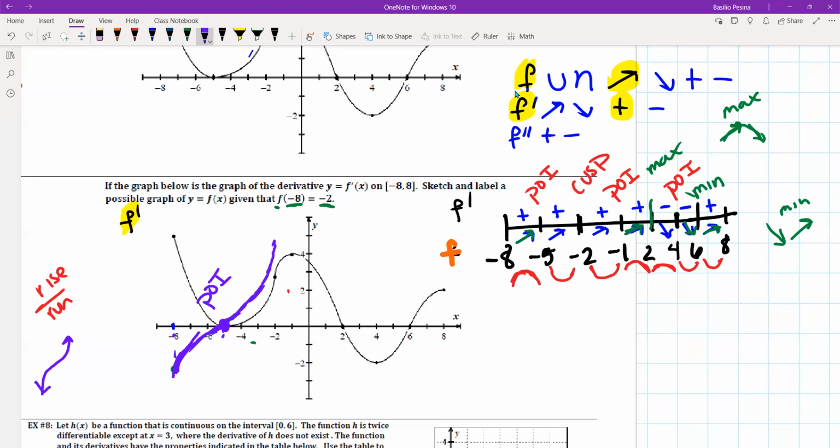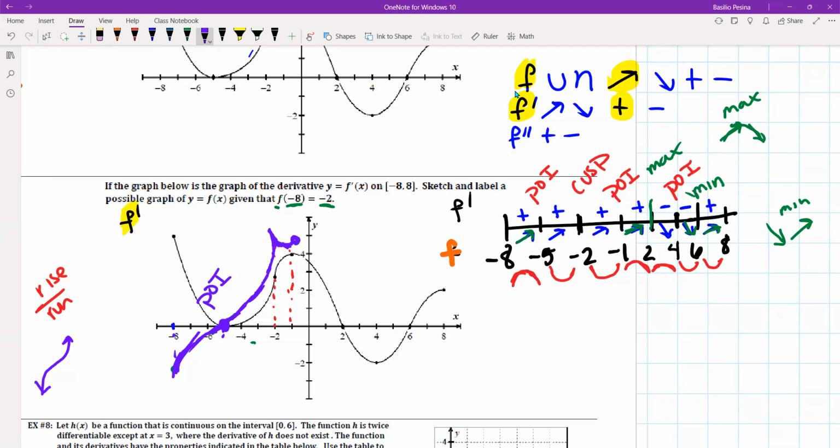So from -2, right from right here, to my -1, it's also concave upwards. So this one is going to be concave upwards. And you can see that that little spike is happening. Exaggerate it a little bit. Okay. And at -1, we have a point of inflection.